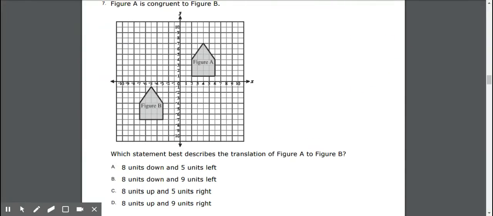Question 7. Figure A is congruent to figure B. Which statement best describes the translation of figure A to figure B? A. 8 units down, 5 units left. B. 8 units down and 9 units left. C. 8 units up and 5 units right. D. 8 units up and 9 units right.